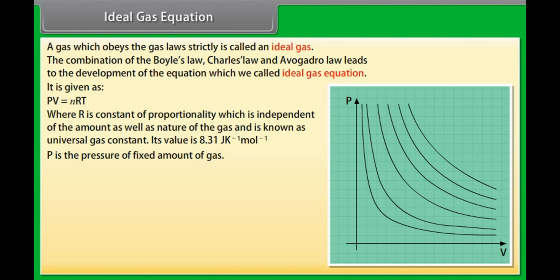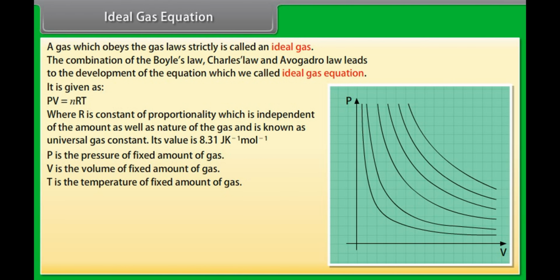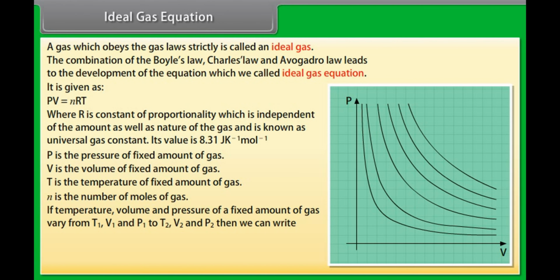P is the pressure of a fixed amount of gas. V is the volume of a fixed amount of gas. T is the temperature of a fixed amount of gas. N is the number of moles of gas. If temperature, volume and pressure of a fixed amount of a gas vary from T1, V1 and P1 to T2, V2 and P2, then we can write P1 V1 by T1 is equal to P2 V2 by T2. This equation is called the combined gas law.